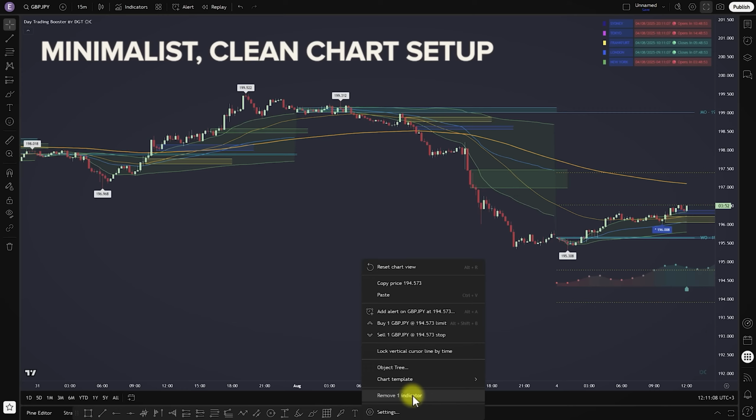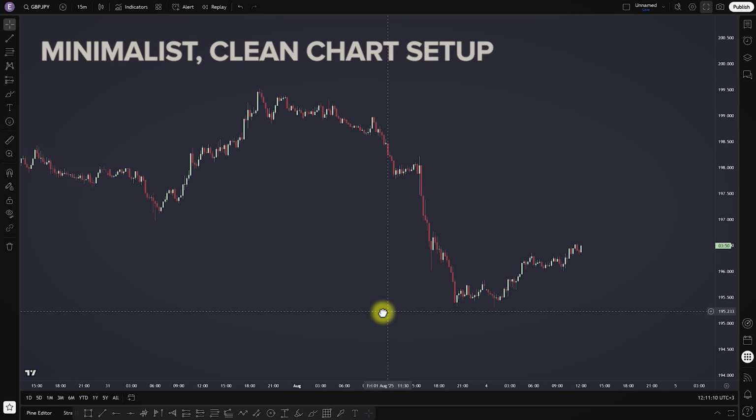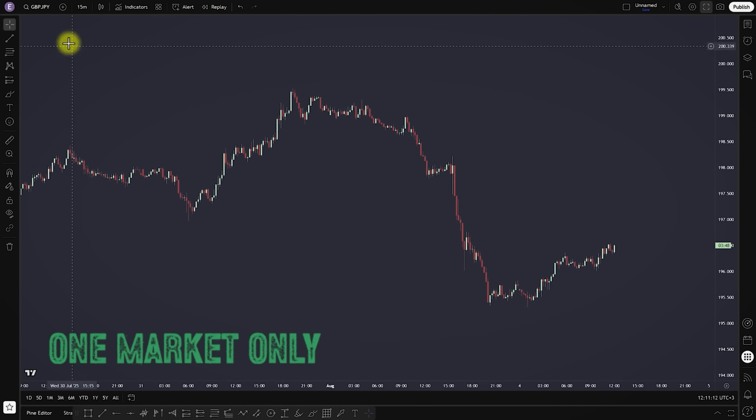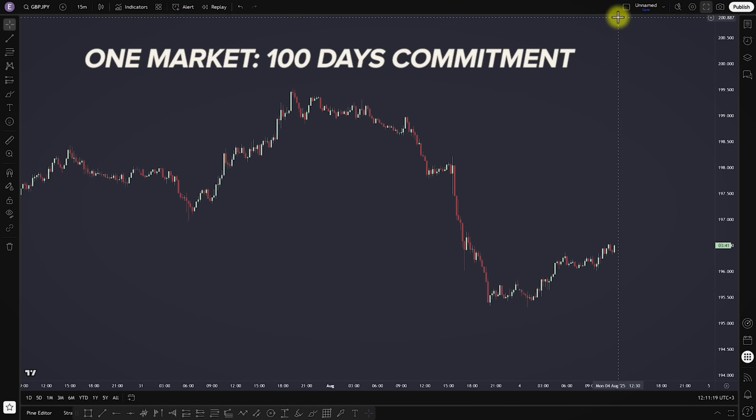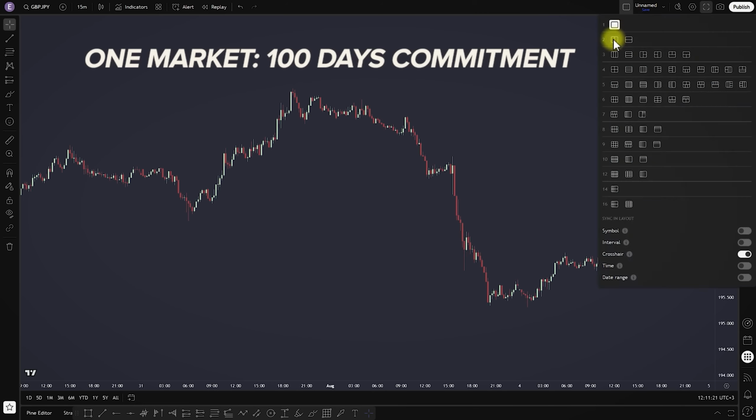So we're going to strip everything down to the essentials. First, pick one market. I don't care if it's euro dollar, Tesla, or Bitcoin. Pick one and stick with it for your next 100 days. You need to learn how that one market moves before you start jumping around.